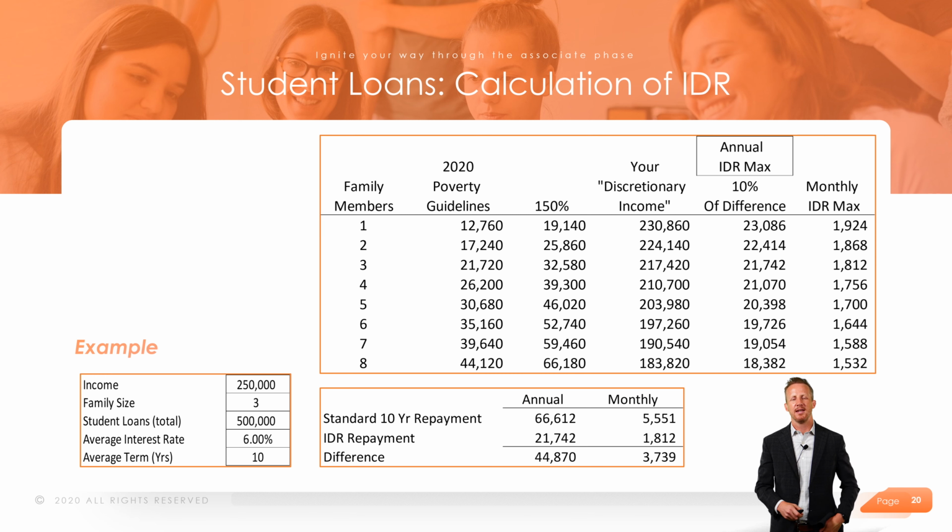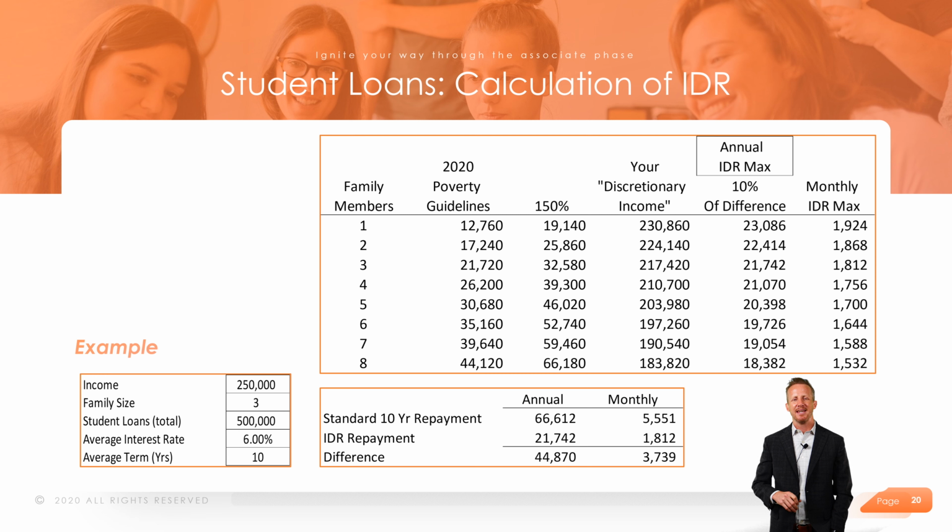What I want to show you is how you calculate your IDR payment, and then let's compare it to the standard 10-year repayment plan that you would be paying had you not entered into an income-driven repayment program. The government has this thing called the poverty guidelines, and that's going to be column 2 in our table up above, the 2020 poverty guidelines. To the left of that, you'll see how many family members are in your family. I'm not talking about your mom and dad and brothers. I'm talking about if you're married and have kids. In our example, you have 3, so let's look at that third row.